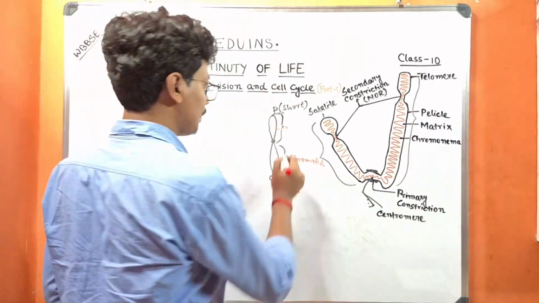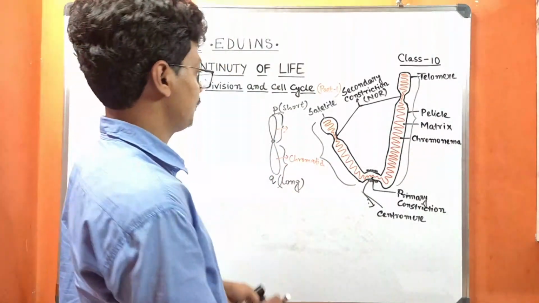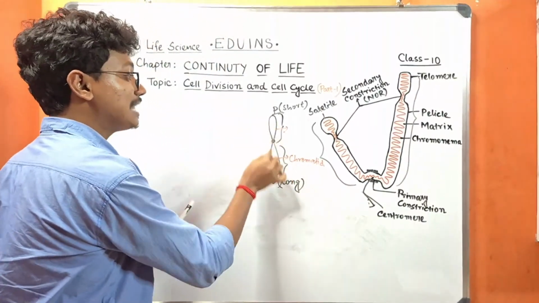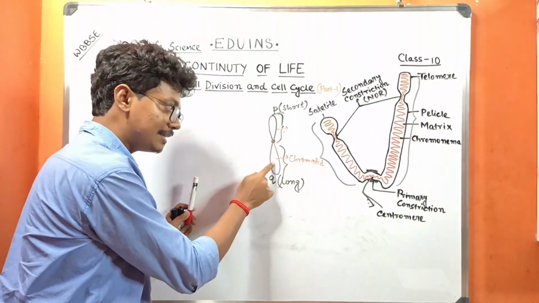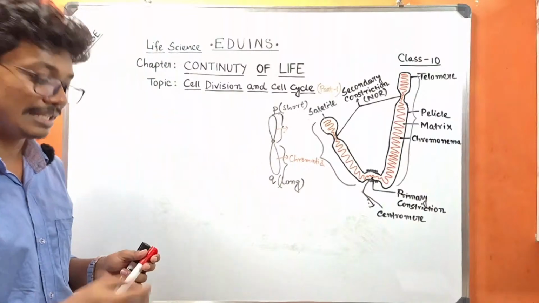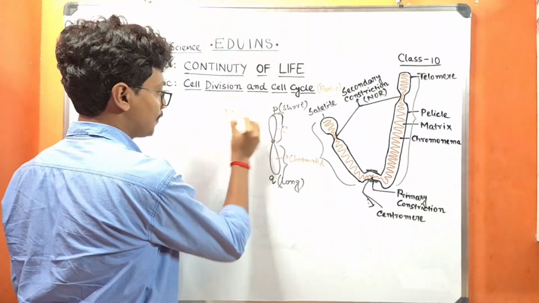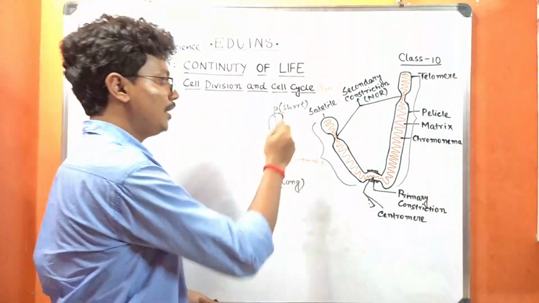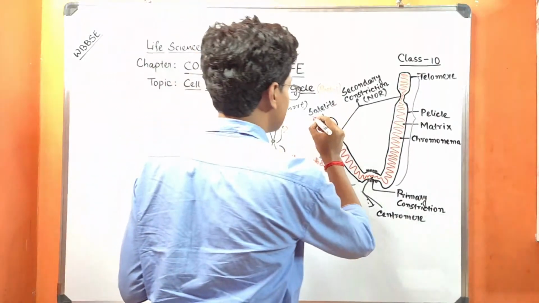Okay, this is the chromatid. Now the question is, this is the structure of chromatid. This part is highly condensed genetic material, which is known as DNA. Okay, what is DNA? We will discuss further, but for now the structure of chromosome.